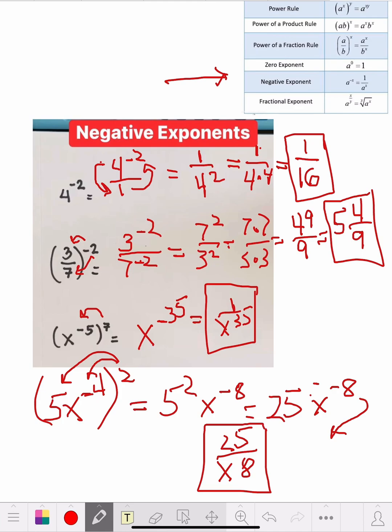Just remember, you can't leave it as a negative exponent. You've got to make it positive, and the way you make it positive is you flip it. If it's in the numerator, you flip it to the denominator. If it's in the denominator, you flip it to the numerator, and you make it positive. And then you just work it out from there. That's all there is to it. Truthfully, this is a lot easier than it looks.